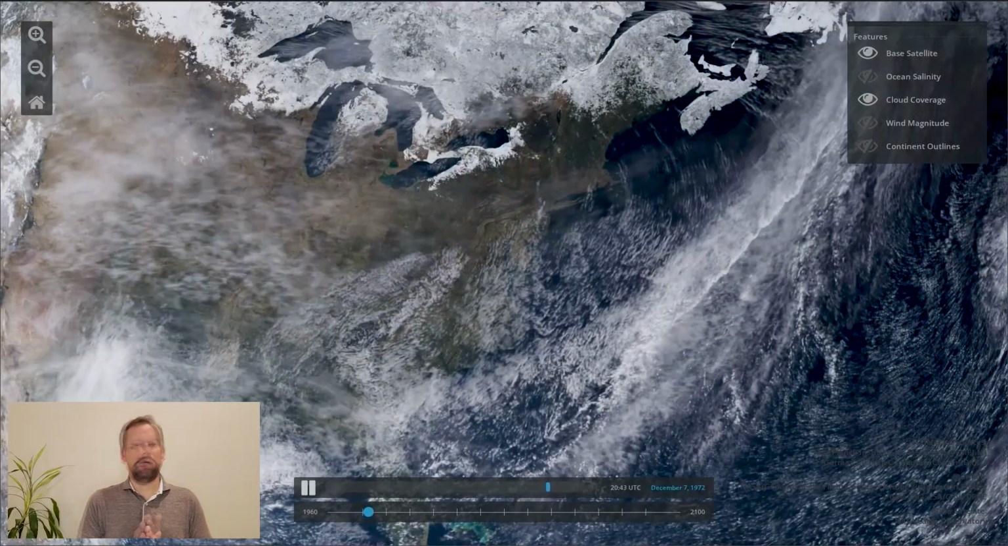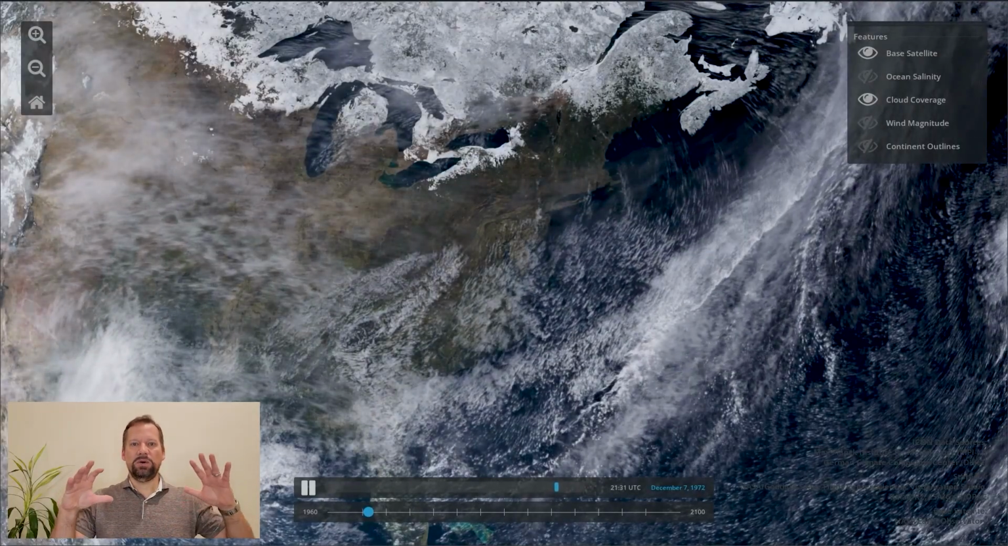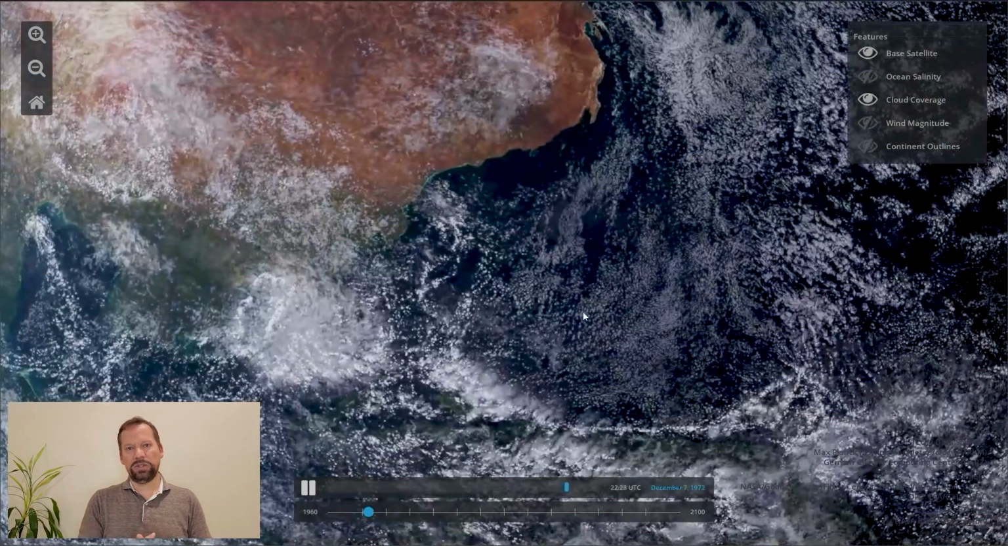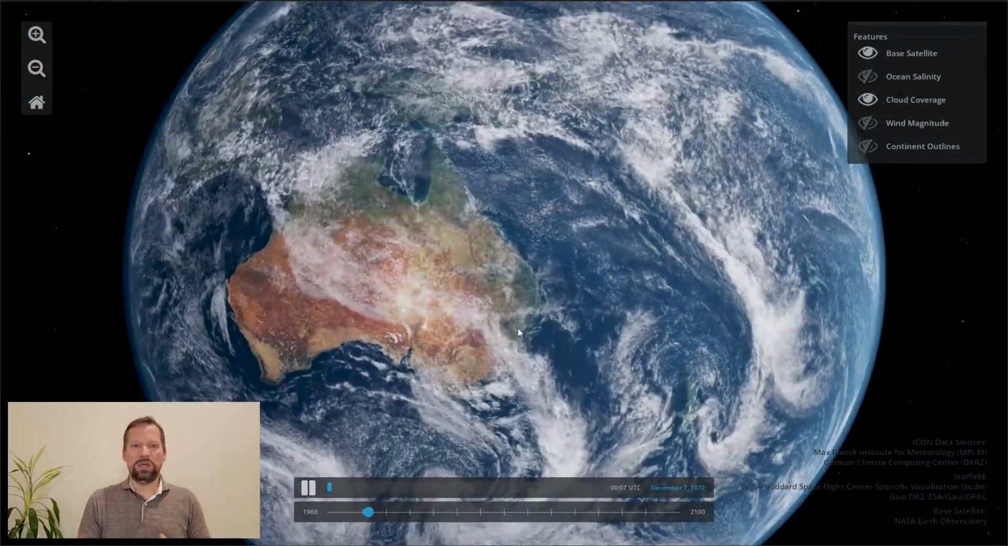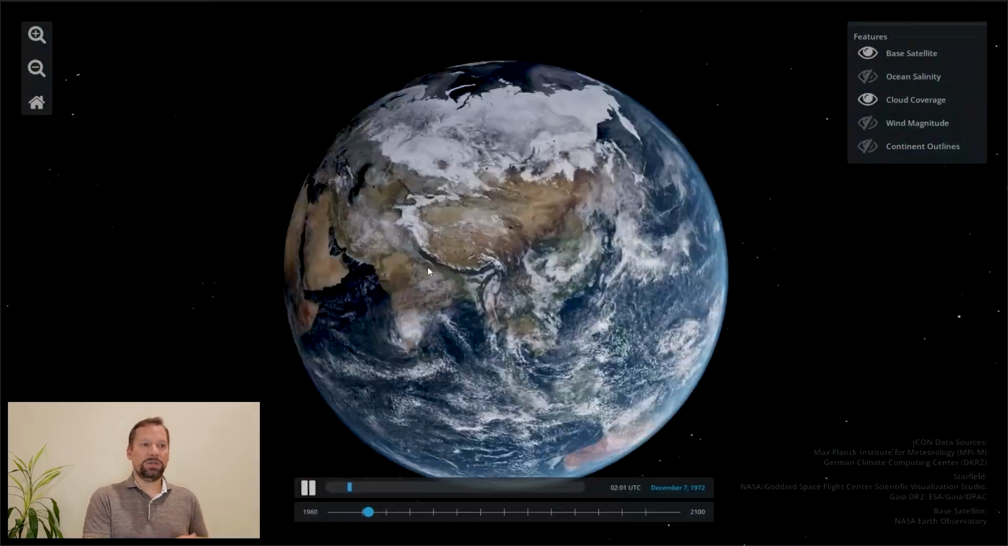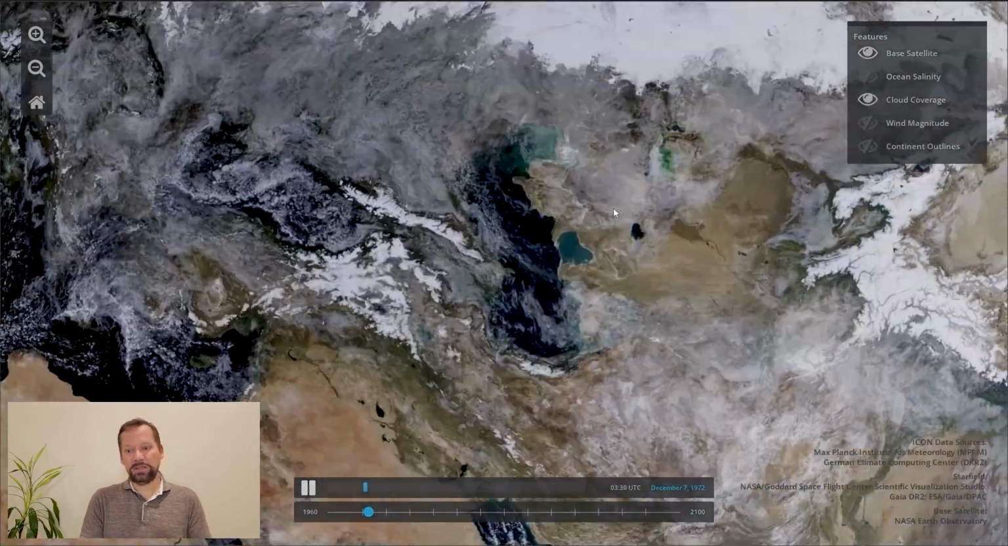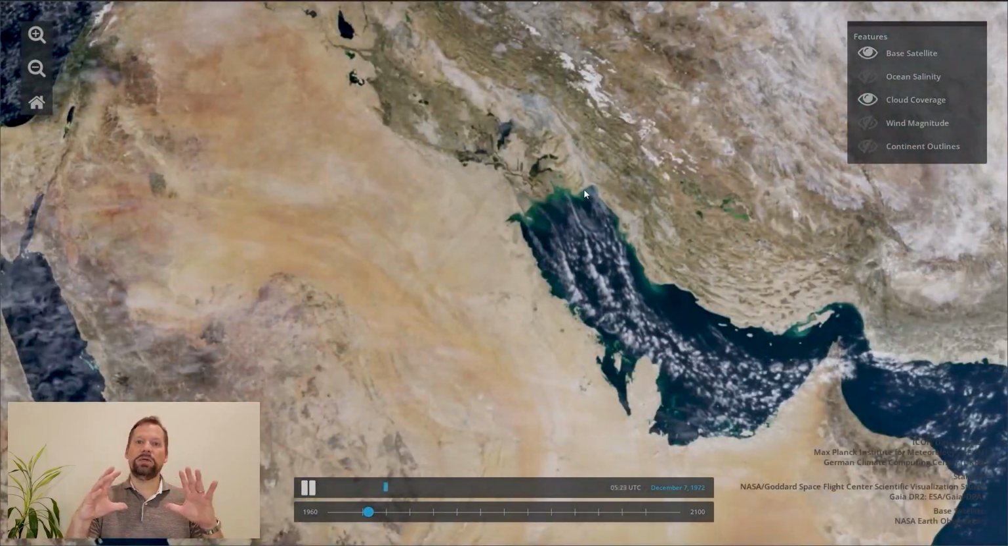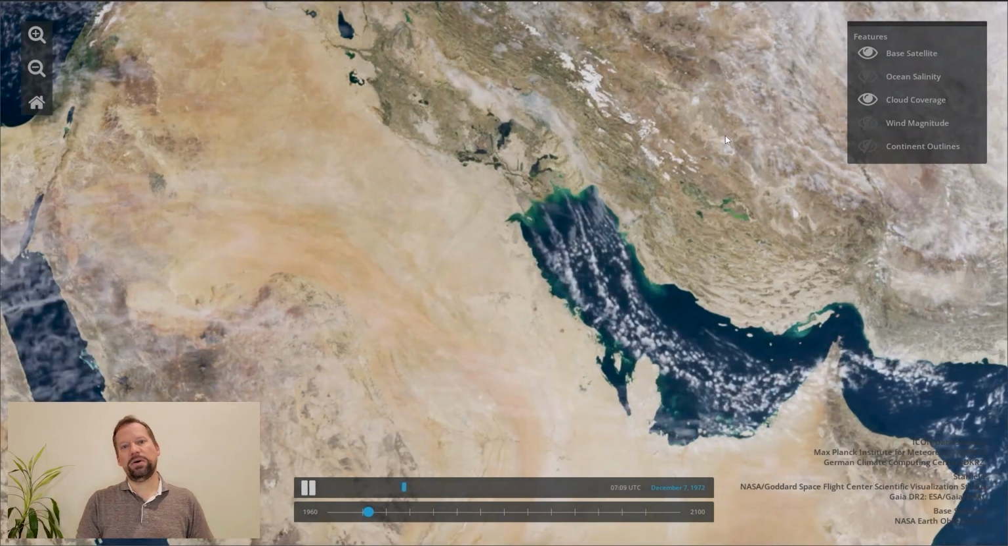NVIDIA recently announced Earth-2, where they're simulating the Earth's weather and modeling Earth's weather, predicting the Earth's weather on a global scale and really accurately and precisely. I could also see something like this being really valuable for monitoring our environment and some of the health risks.